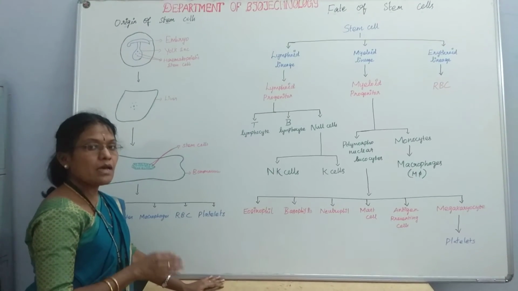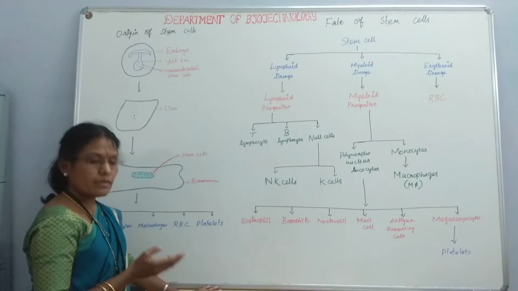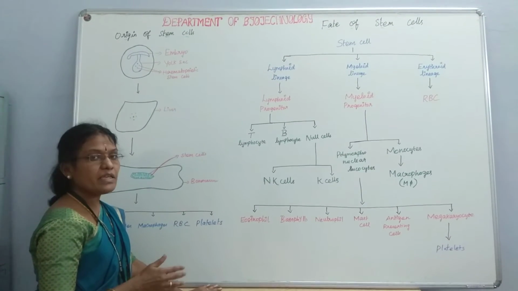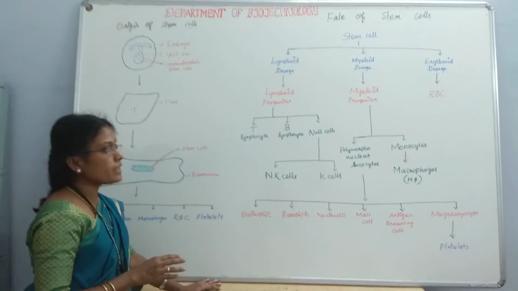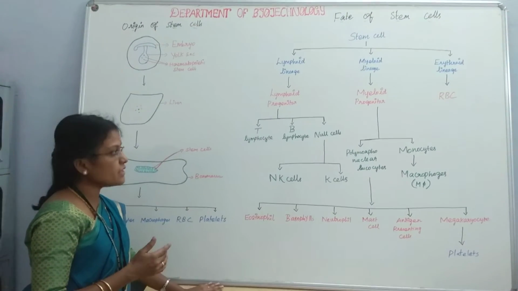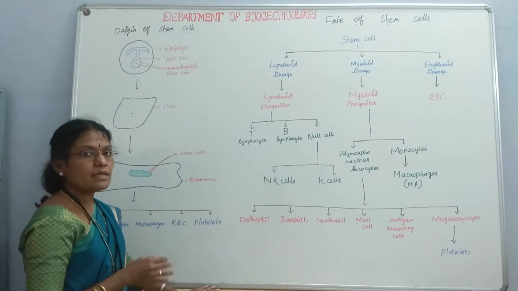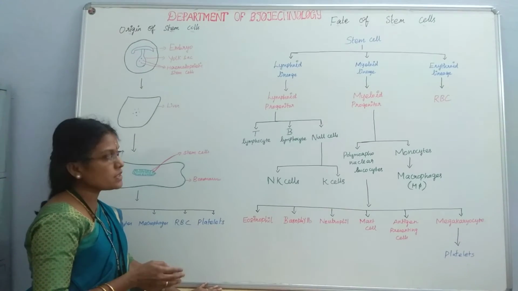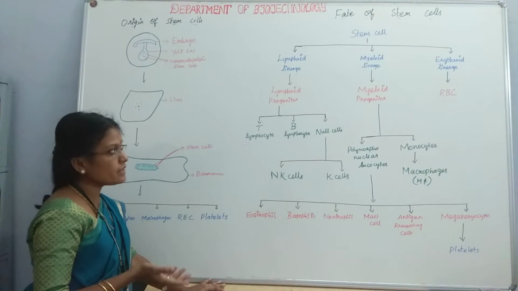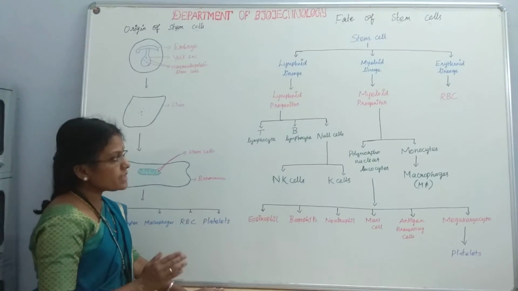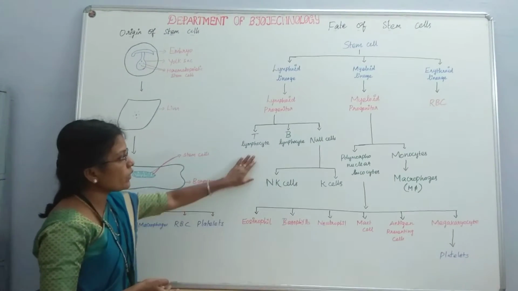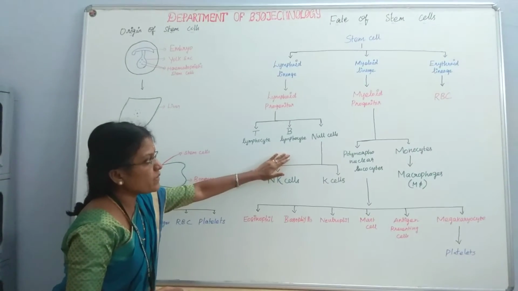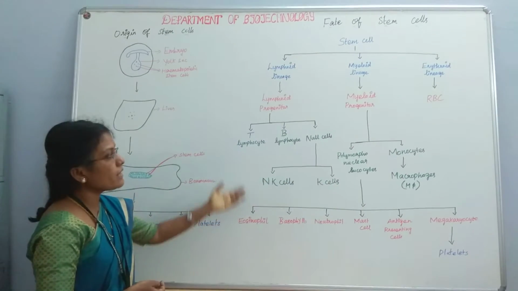From the plasma cells, the five different types of immunoglobulins, that is IgA, IgD, IgM, IgG, and IgE, are formed. They are all involved in the primary immune response and secondary immune response. The memory cell that is formed from the B lymphocyte is involved in the secondary immune response, and it produces the immunoglobulin during the secondary immune response. So the T cell is mainly involved in cell-mediated immunity, and B lymphocytes are involved in humoral immunity.